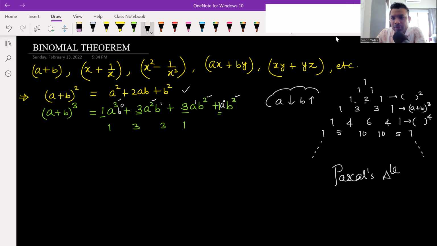So this was about the powers of a and b. And the coefficients, you can pick up from Pascal's triangle. But have you thought of a situation? For example, if it is a plus b whole raised to 10, then what?